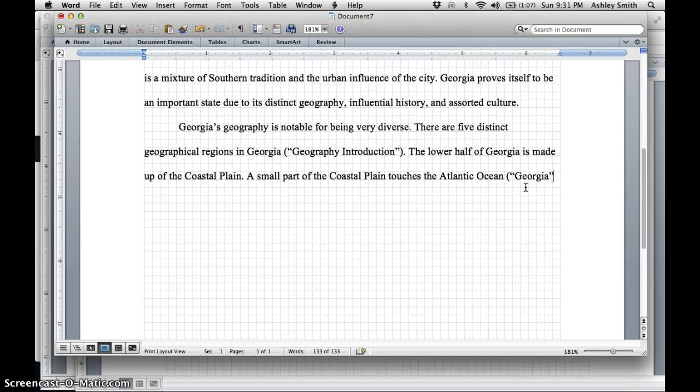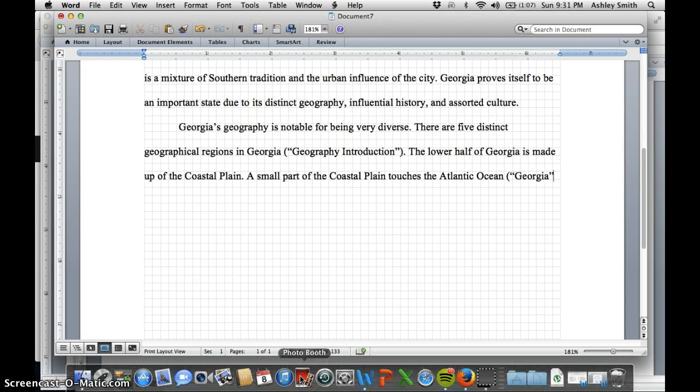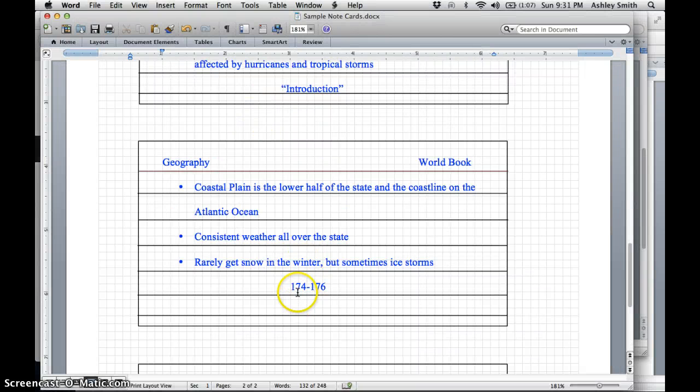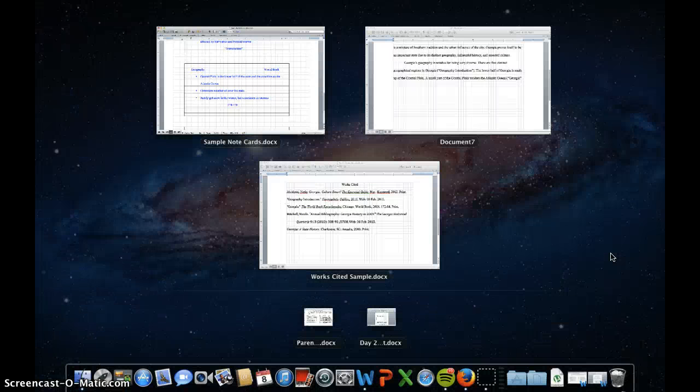Now, this is an encyclopedia that we actually physically have, so it has page numbers. And I need to go back to my note card to figure out what page numbers I have. And I've got pages 174 to 176. So that's what I'm going to put in my parentheses. If you have the specific page number, that's always best. But for this note card, I put a span of page numbers, and so that's what I'm going to put in the parentheses.